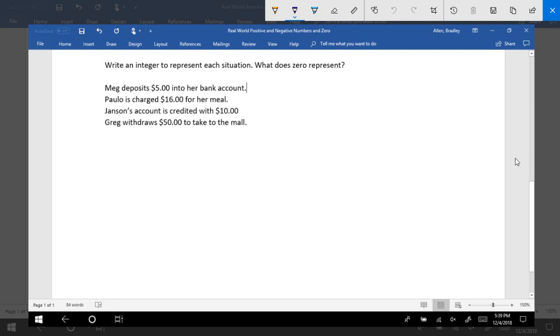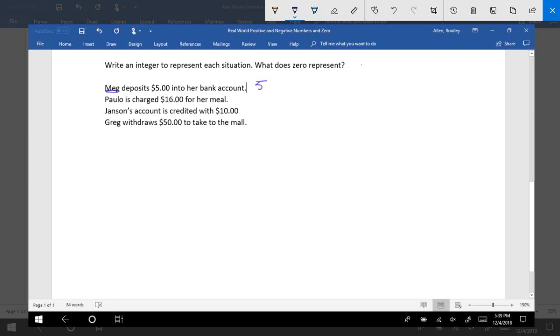Okay, so let's just start with this first one here. Okay, I got blue. That's a good color. Meg deposits $5 into her bank account. So if Meg is putting $5 into her bank account, let's think about this. How is the bank account being affected? The bank account is going up, right? That's a positive number if the bank account's going up. So that would be just 5, right? That's a positive number. If she puts $5 into her bank account, then it's going up. So that's positive.